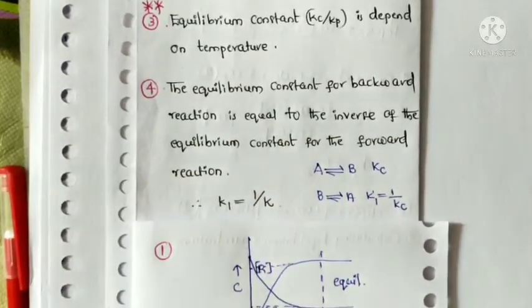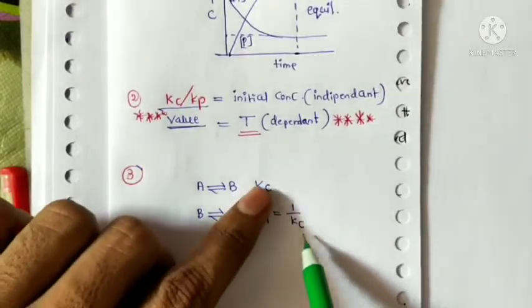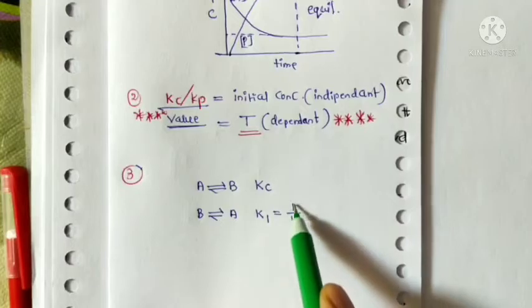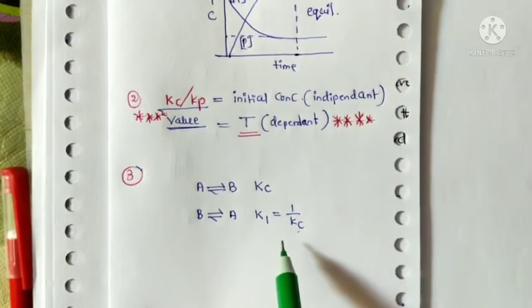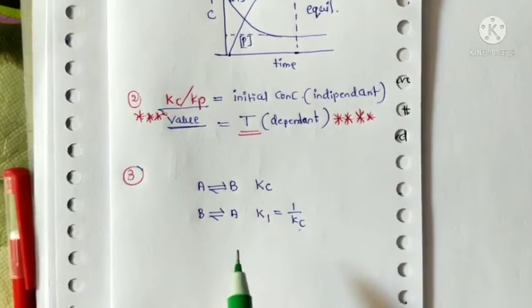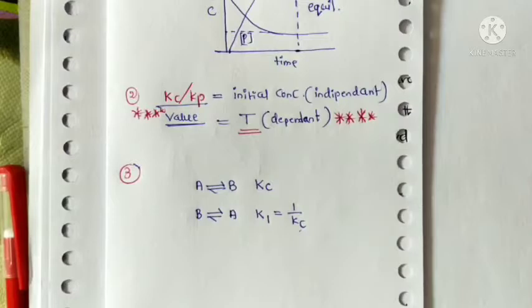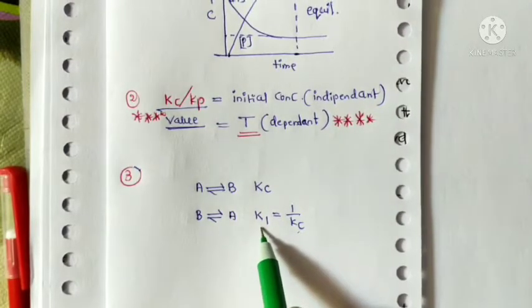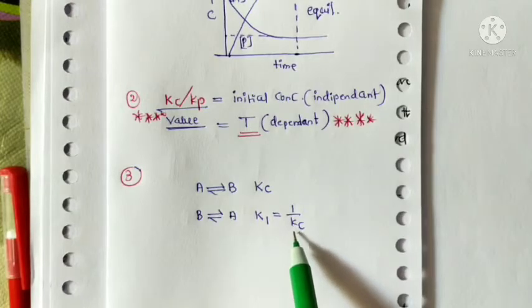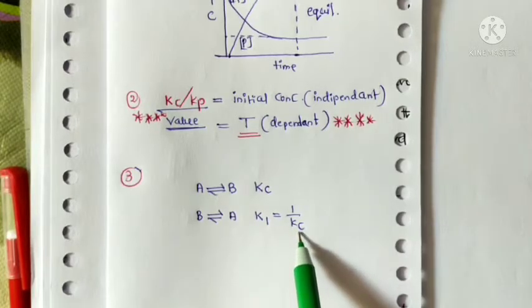It is the equilibrium constant for the forward reaction, but inverted. It is exactly equal to the inverse. Okay, understand here. The equilibrium constant for the backward reaction is exactly equal to the inverse of the equilibrium constant for the forward reaction.